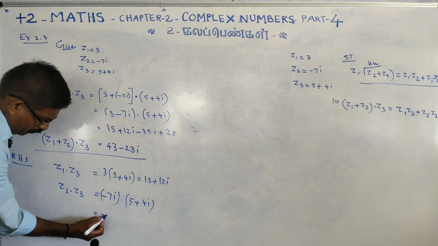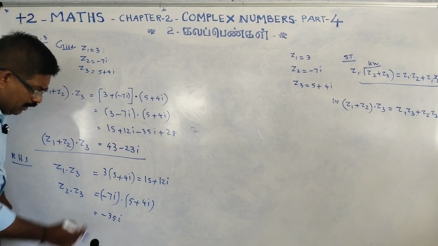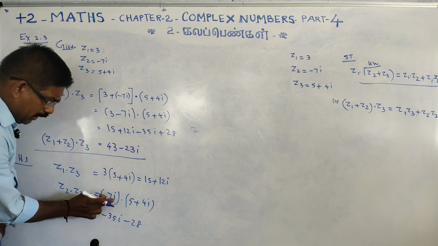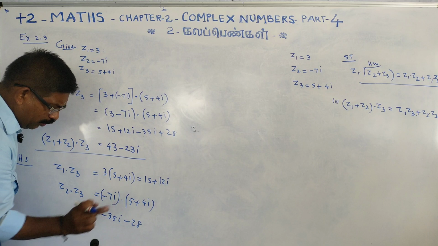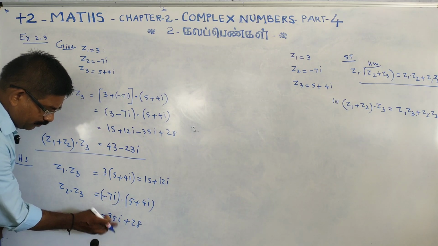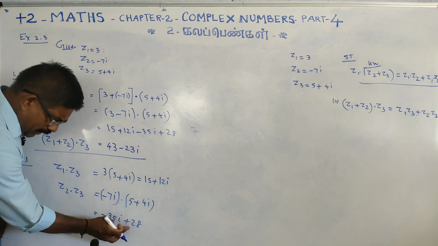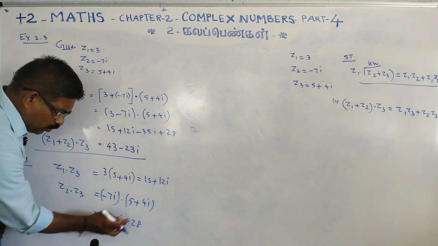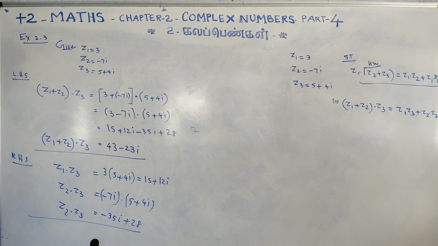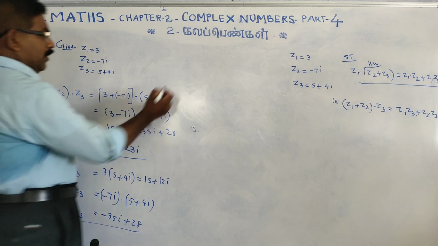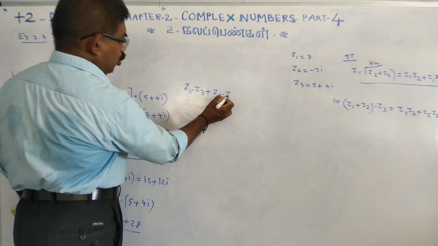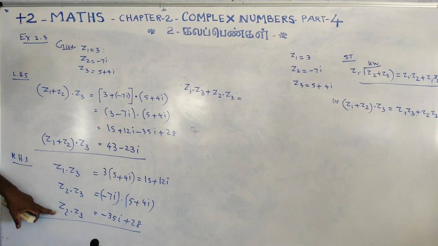Minus 7 into 5, minus 35i. Minus 7 into 4, minus 28, I into I, I square. The value of I square is minus 1, so that plus. Minus 35i plus 28 is Z2 into Z3. Okay, we can add the two terms. Therefore, Z1 into Z3 plus Z2 into Z3, adding right hand side, both results.